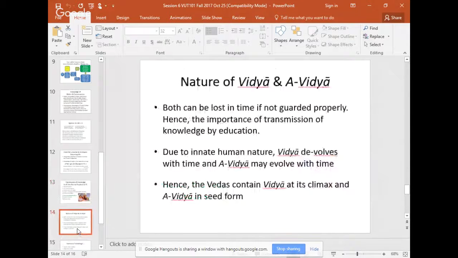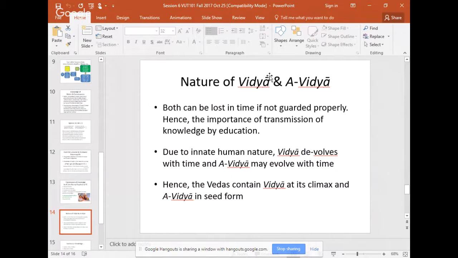Let's move on. Nature of Vidya and Avidya. The Vedas contain both of them. Now there is an element of mysticism. Vedas contain both Vidya and Avidya, but their depth is altogether different. And let us try to understand why it is like this. Nature of Vidya and Avidya.